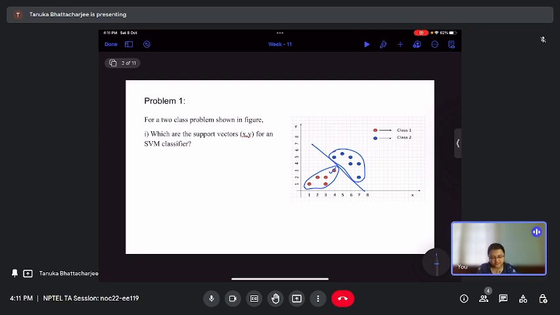Since this particular red point is much closer to that region, it will always be the closest one to the decision surface. So, from class 1 this will be the support vector. Now, from class 2 you can see both this and this are close, and if you carefully see the graph, the two of these points lie on a straight line.